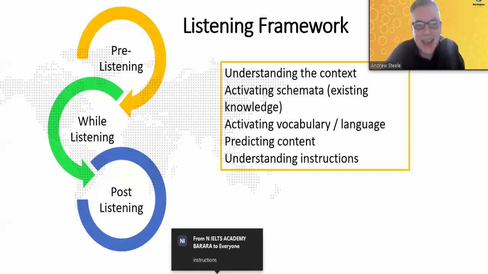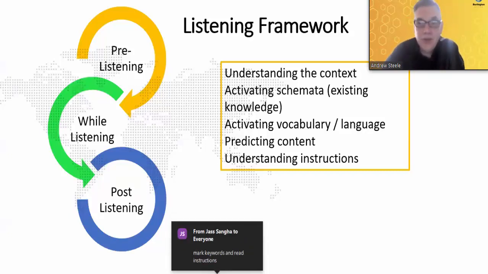Keywords, says Nikita. By reading, says Prabita, keywords. A lot of people are saying title, keywords, theme of the context, heading. Yeah, all of these things are great strategies.